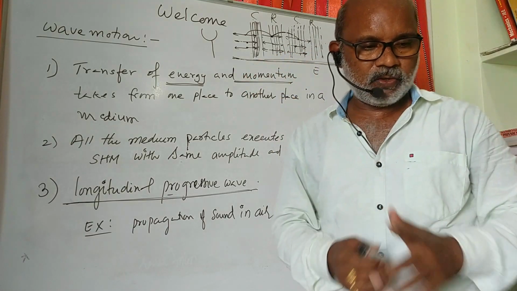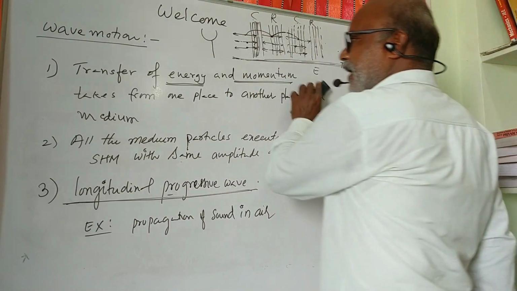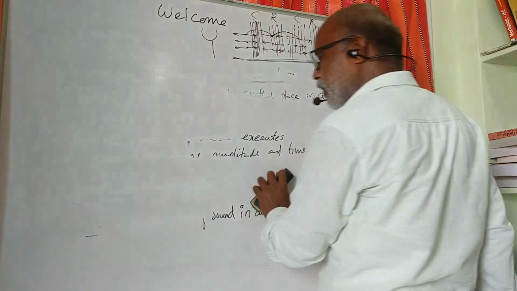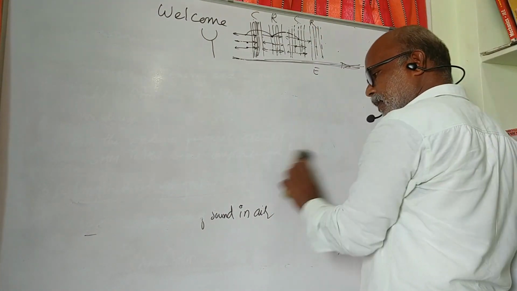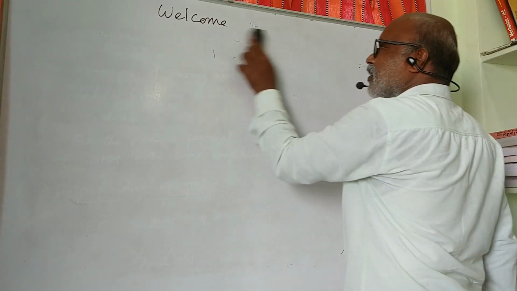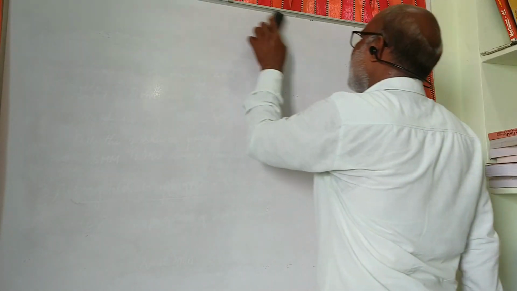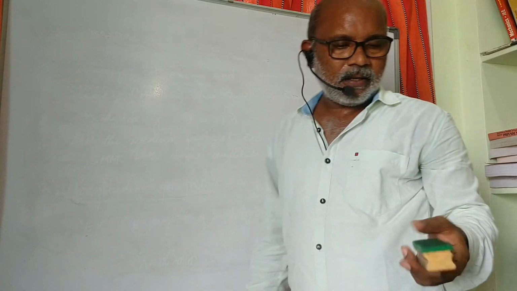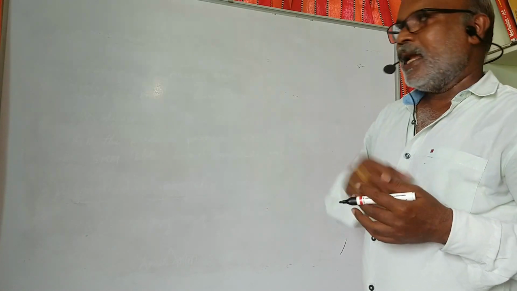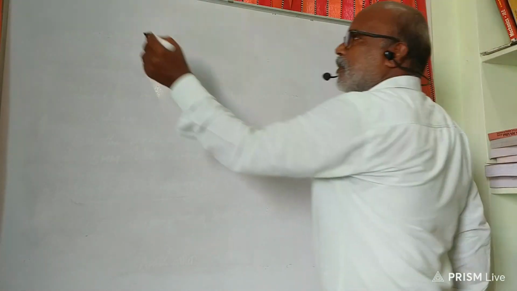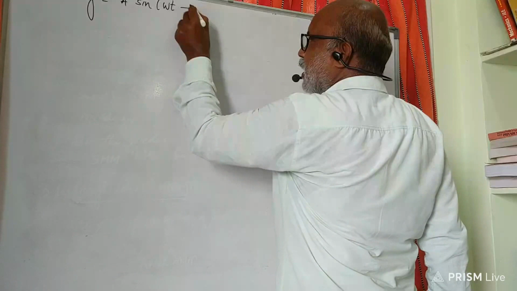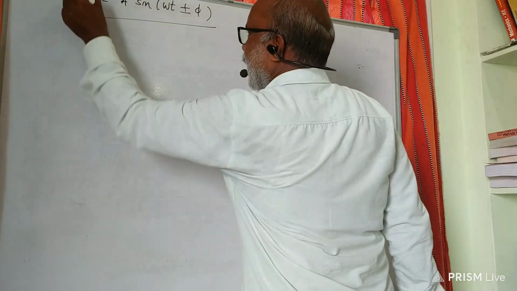Okay, is it clear? So, now I would like to explain. Finally, keep in your mind what happens during wave motion. During wave motion, both energy and momentum transfer from one place to another place. All the medium particles execute SHM, we know that. Any particle which is executing SHM can be represented with the equation y = a sin(ωt ± φ). I will come to this later.